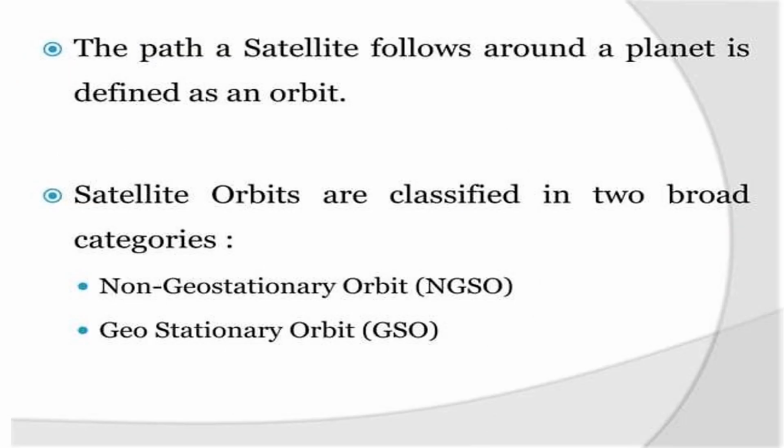So, let us discuss the orbits. An orbit is nothing but the path that a satellite follows around a planet. Satellite orbits are classified into two broad categories. They are non geostationary orbit and geostationary orbit.